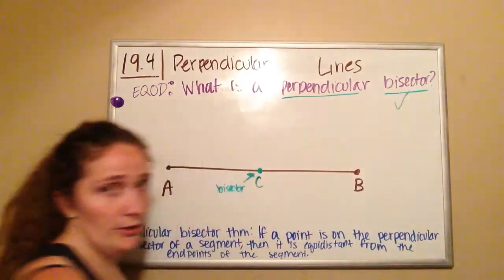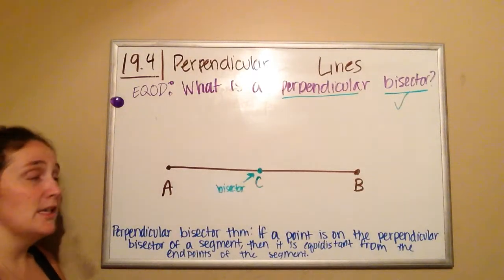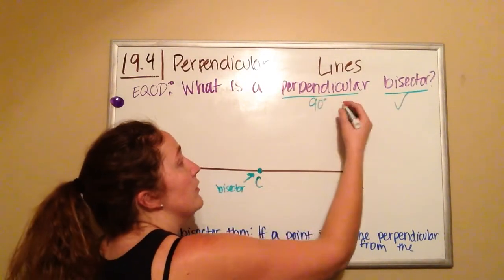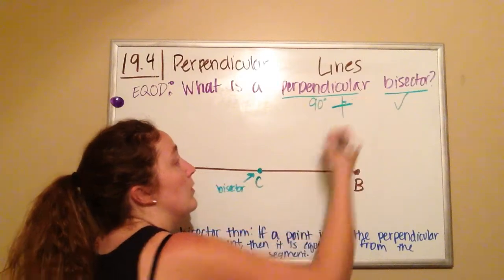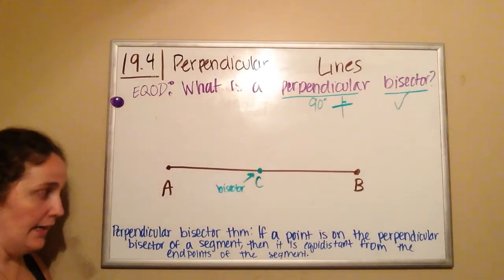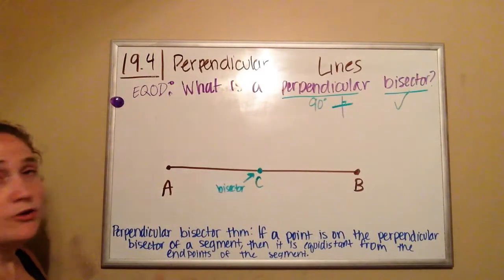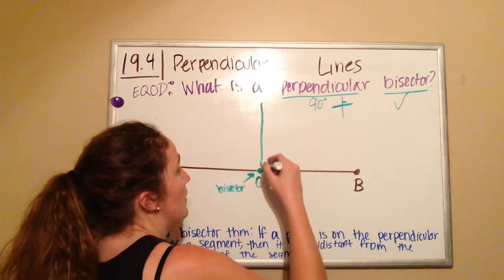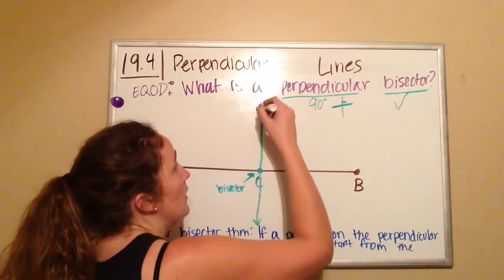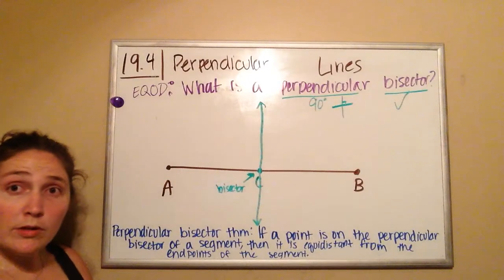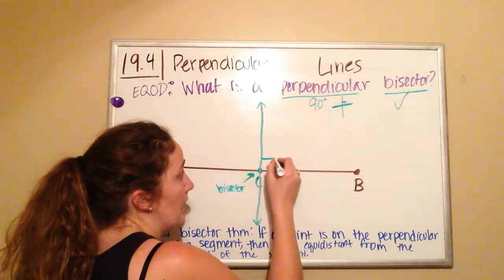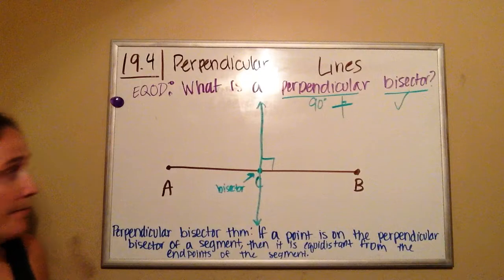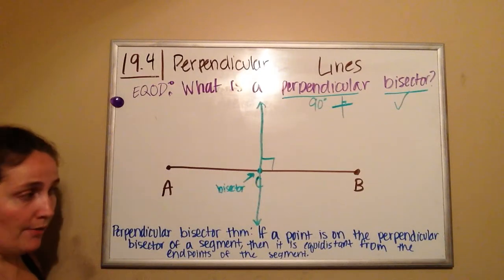But if you notice, we're talking about a perpendicular bisector. So we got the bisector part. We need to figure out what the perpendicular means. Perpendicular means a 90-degree angle, right? It means intersects it at a 90-degree angle. So what we're going to do is draw a line through this line segment that crosses through the bisector and makes a 90-degree angle with that line segment.